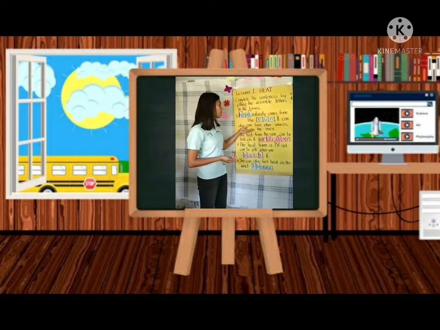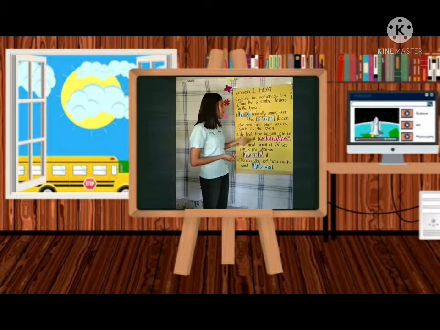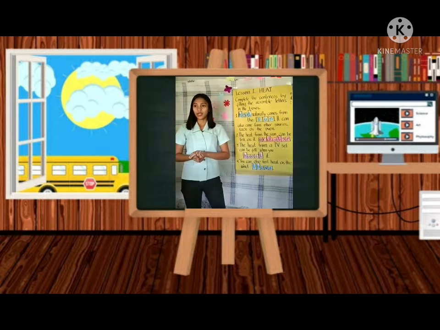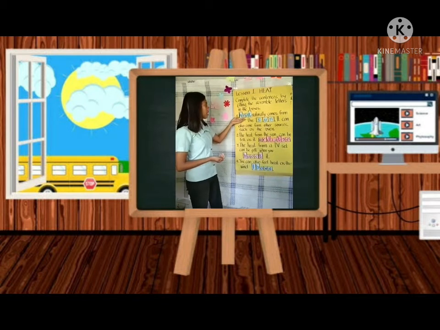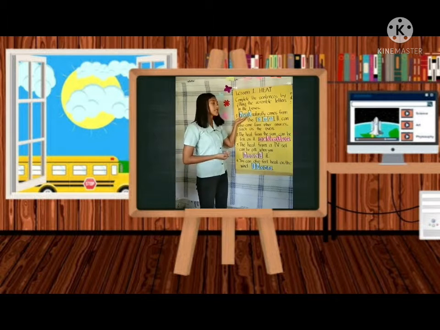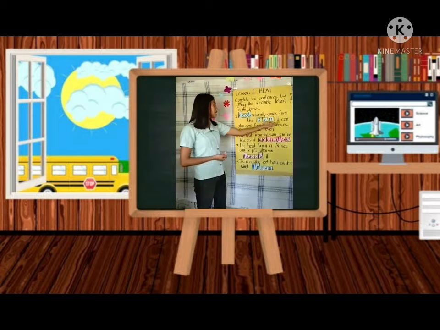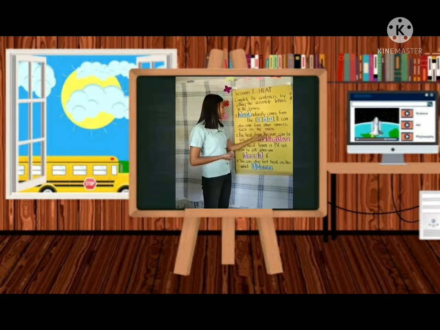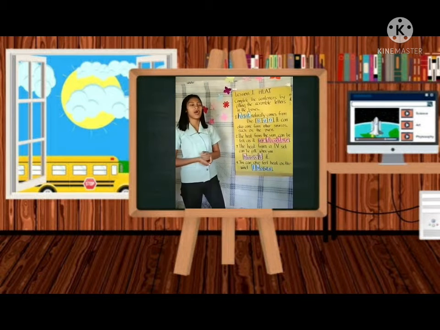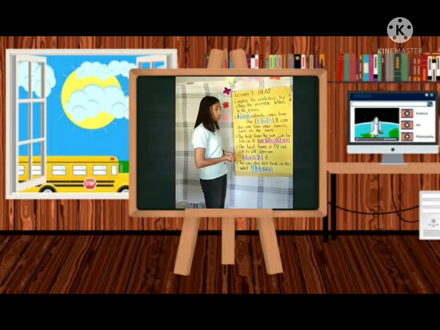It can also come from sources such as the oven. So, children, please remember this sentence. Heat naturally comes from the sun. It can also come from other sources such as the oven. Okay, very good. So, let's proceed to number 2.